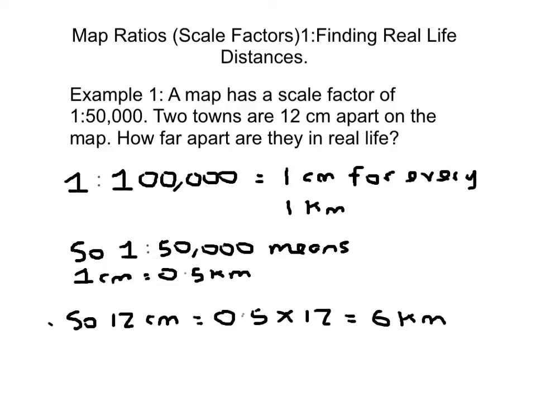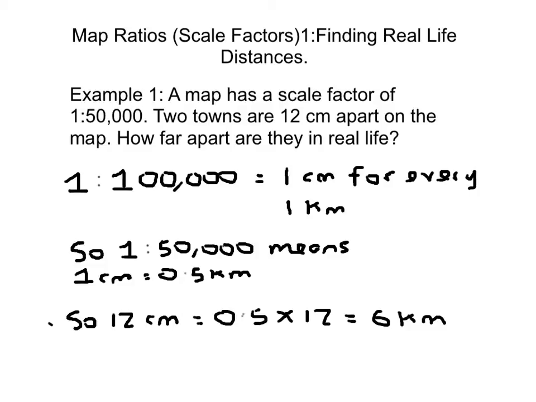Now, there's one crucial bit of information that makes most map questions very straightforward, and it's this. On a map, if you've got a scale of 1 to 100,000, it means 1 centimeter for every 1 kilometer. And the reason for that is that there are 100,000 centimeters in every single kilometer.